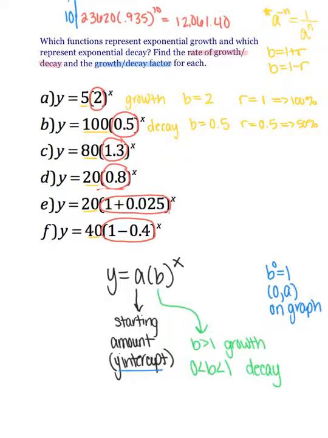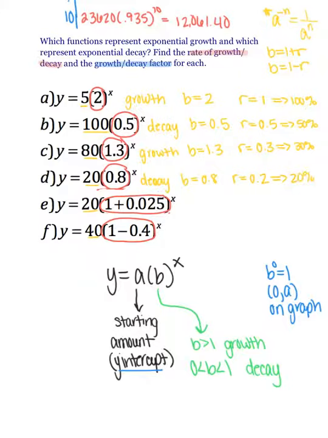The next one, I have 1.3 for my b value. That's greater than 1, so it's growth. In order for that to happen, my growth rate had to be 0.3, and that translates to 30%. The next one, D, 0.8. 0.8 is less than 1, so I know that's a decay. My b, my decay factor, is 0.8. That means my r had to be 0.2, since b is equal to 1 minus r. That means my decay rate here translates to 20%.